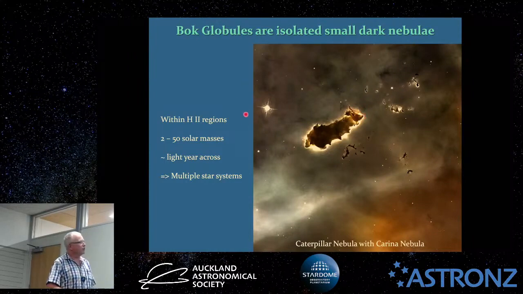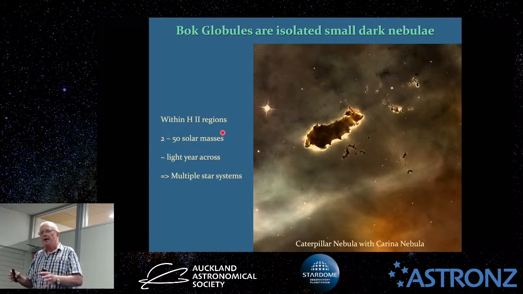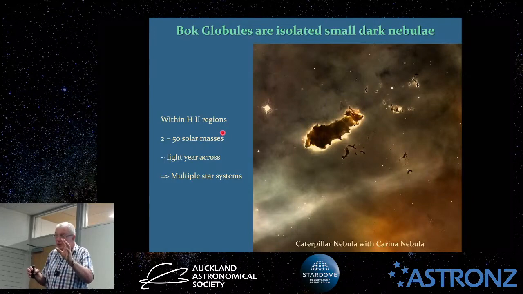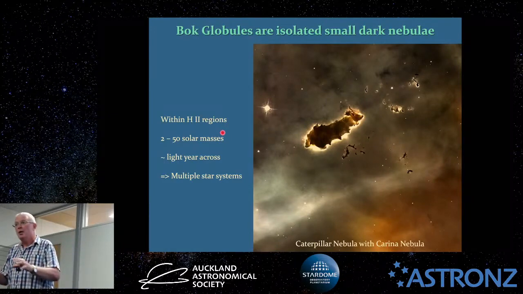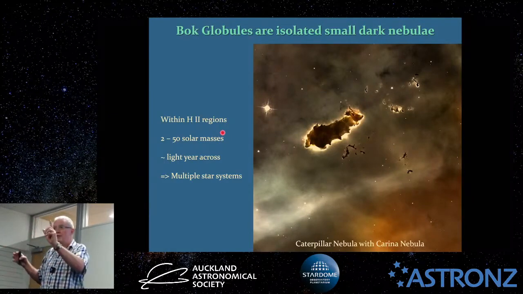They're within H2 regions, so they're nearby these massive stars, and it's the big stellar winds from these massive stars that are shaping them. They're usually up to about 50 solar masses. Another little concept here: a lot of units in astronomy, and mass is one of them, are solar units, related to our sun. For example, one solar mass is the mass of our sun, which is roughly 2 times 10 to the 30 kilograms. But rather than remember that, just remember it's one solar mass.